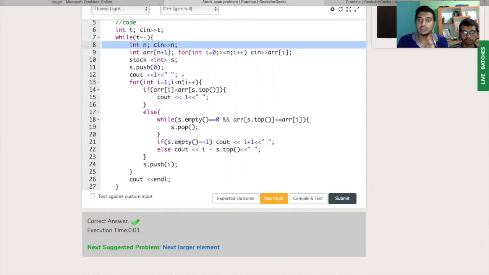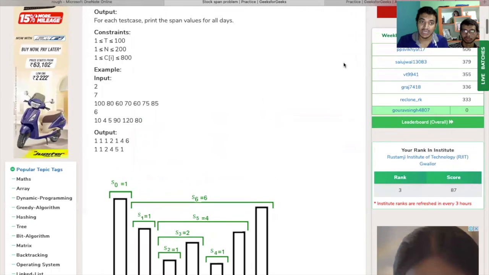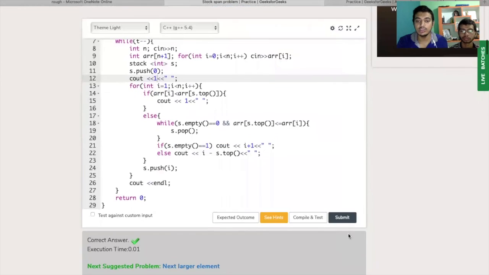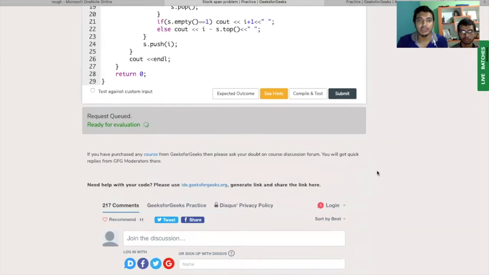Also, there's a very important thing that I missed: I have to print 1 in the starting, because for the starting element the answer will always be one, as there is no other element on the left of it, and the answer will be itself only. So the answer of the first element will always be 1. I missed that, so that's why I got the wrong answer. Now it is giving us the right answer.